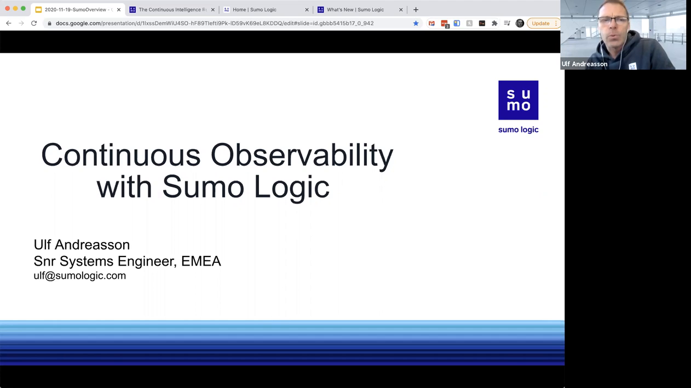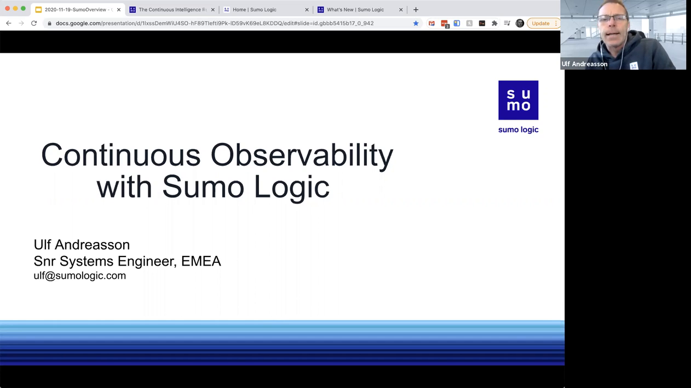And today I'm going to talk to you about continuous observability, or also AWS observability, effectively observability using Sumo Logic. So I'm hoping that's going to be worthwhile for you. As I'm here myself, please post any questions in the Q&A or chat window, and I'll definitely try to cover those off. And if nothing else, we'll have some Q&A at the end of the session as well.